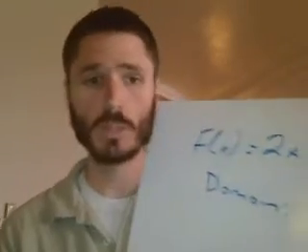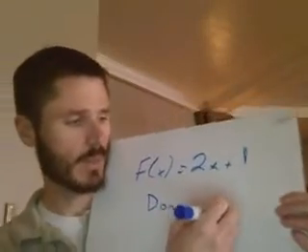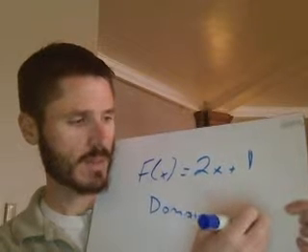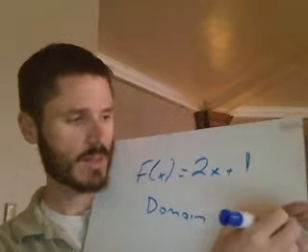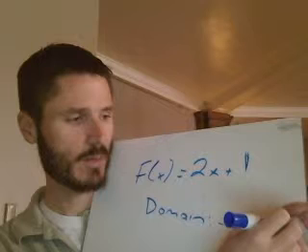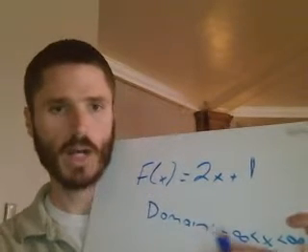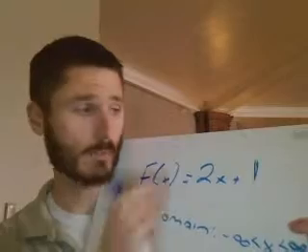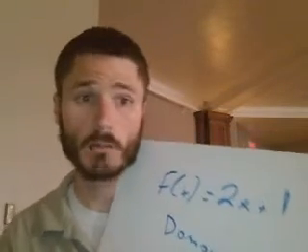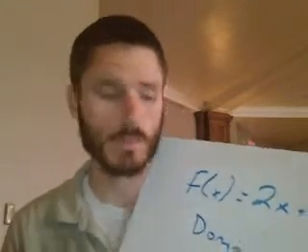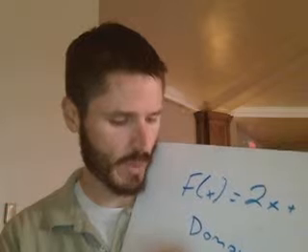So what would our domain be? Well, it would be -infinity is less than x is less than positive infinity. In other words, it's every single possible number we can plug in for x. We could plug in pi. We could plug in a half. We could plug in anything. Okay. What about the range?